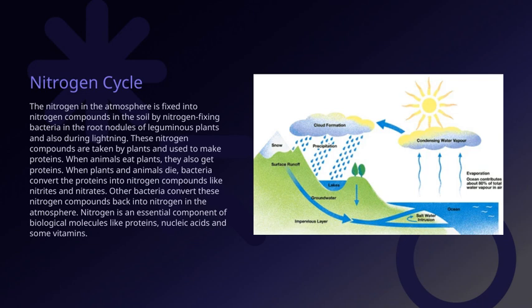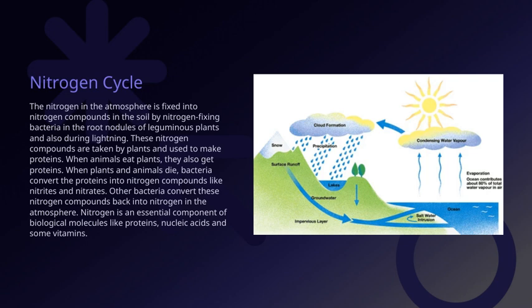Let's talk about the nitrogen cycle, which is a fascinating process essential for life. The nitrogen in our atmosphere is actually inert, so it needs to be transformed into usable forms for living organisms. This is where nitrogen-fixing bacteria come into play, residing in the root nodules of leguminous plants. They convert atmospheric nitrogen into nitrogen compounds like ammonium. Interestingly, lightning also helps fix nitrogen, creating nitrogen compounds in the soil. These nitrogen compounds are then absorbed by plants, which use them to build proteins, crucial molecules for growth and function. When animals eat these plants, they also gain proteins, continuing the cycle.